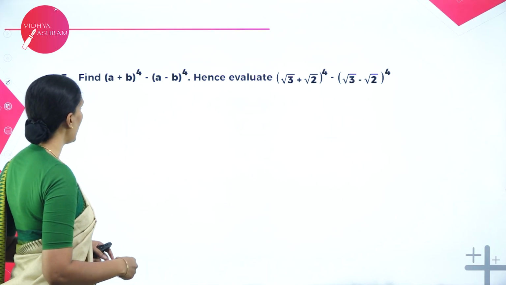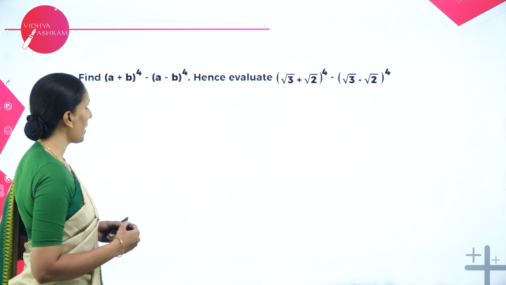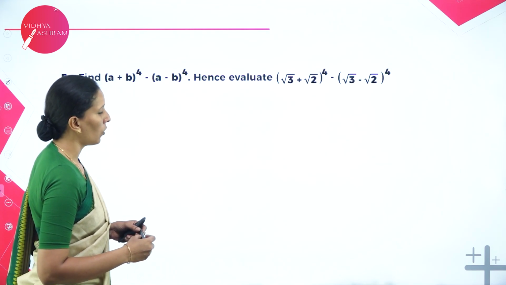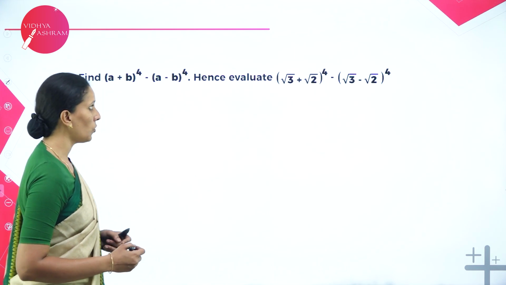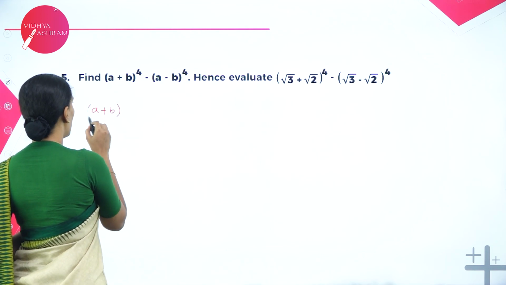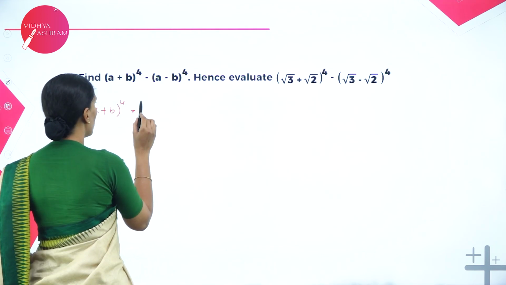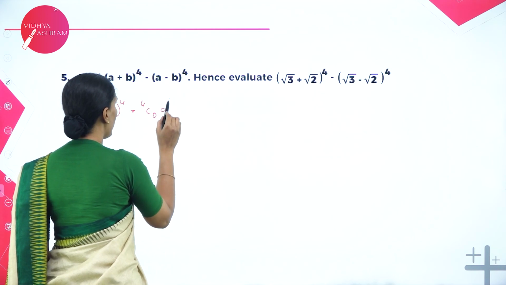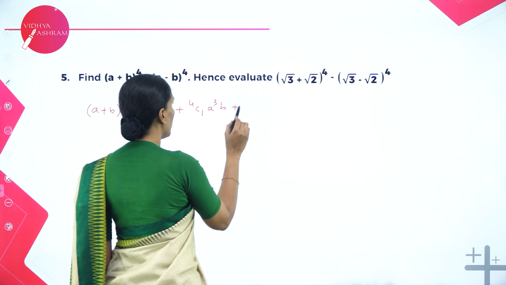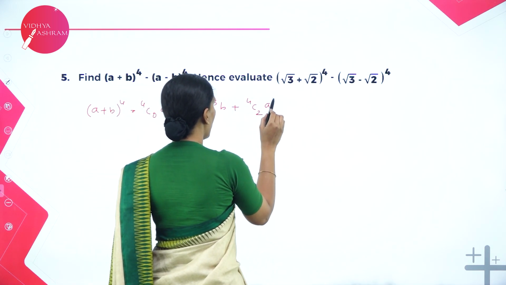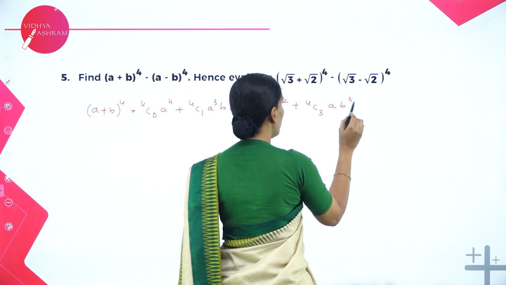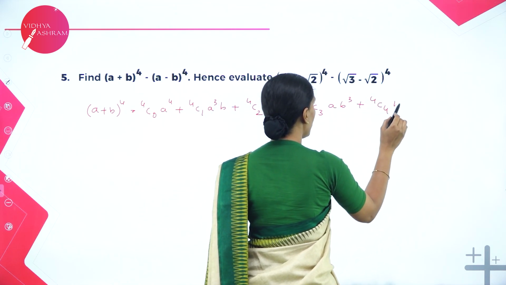Next question, find (a plus b) whole power 4 minus (a minus b) whole power 4. Hence evaluate (root 3 plus root 2) whole power 4 minus (root 3 minus root 2) whole power 4. Let us expand this. So (a plus b) whole to the power 4 is equal to 4c0 a power 4 plus 4c1 a cube b plus 4c2 a square b square plus 4c3 a b cube plus 4c4 b power 4.